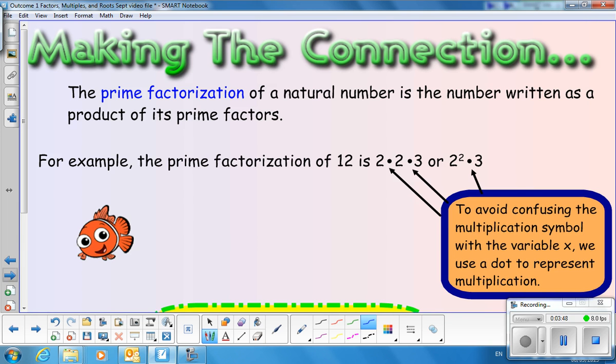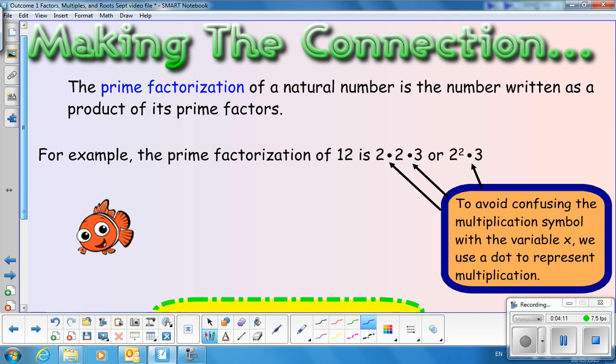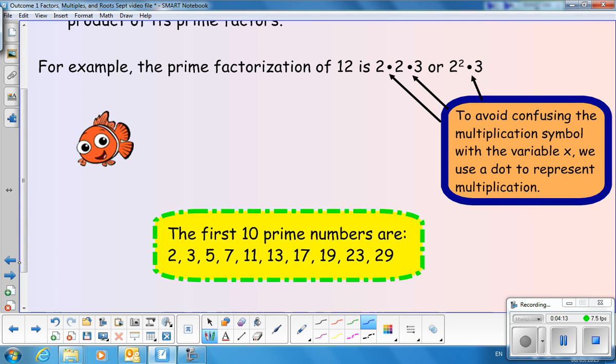The prime factorization of a natural number is the number written as a product of its prime factors. So for example, the prime factorization of 12 is 2 times 2 times 3, or we can write it as 2 squared times 3. To avoid confusing the multiplication symbol with the variable x, we use a dot to represent multiplication. The first 10 prime numbers, which might be useful to you, are 2, 3, 5, 7, 11, 13, 17, 19, 23, and 29.